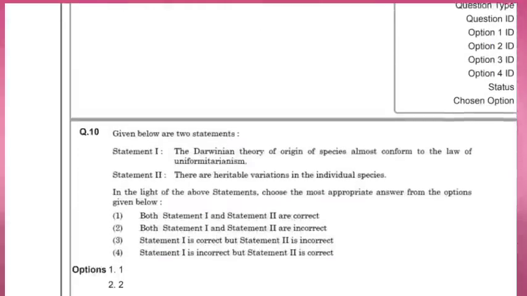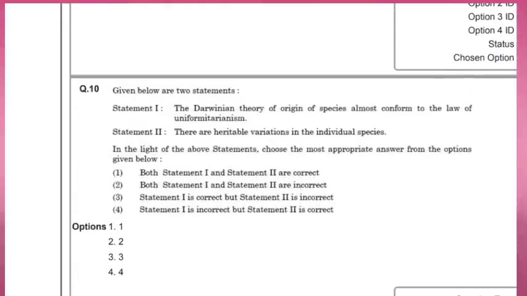And the next question. Given below are two statements, statement 1 and 2, the same type of question. Darwin's theory of the origin of species almost conforms to the law of uniformitarianism, and there is heritable variation in the individual species. This is statements 1 and 2, and the correct answer is 1. Both statements 1 and 2 are correct.